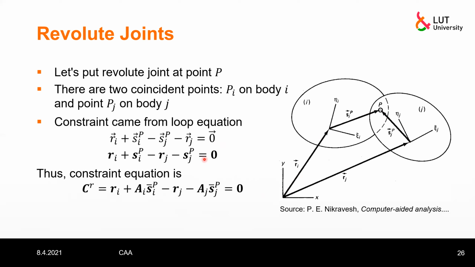And here it's written using algebraic vectors. So our constraint equation, and please note that we will denote constraint equations using capital C, is like that. Here we use those transformation matrices because we want to describe those constraints using body coordinates.